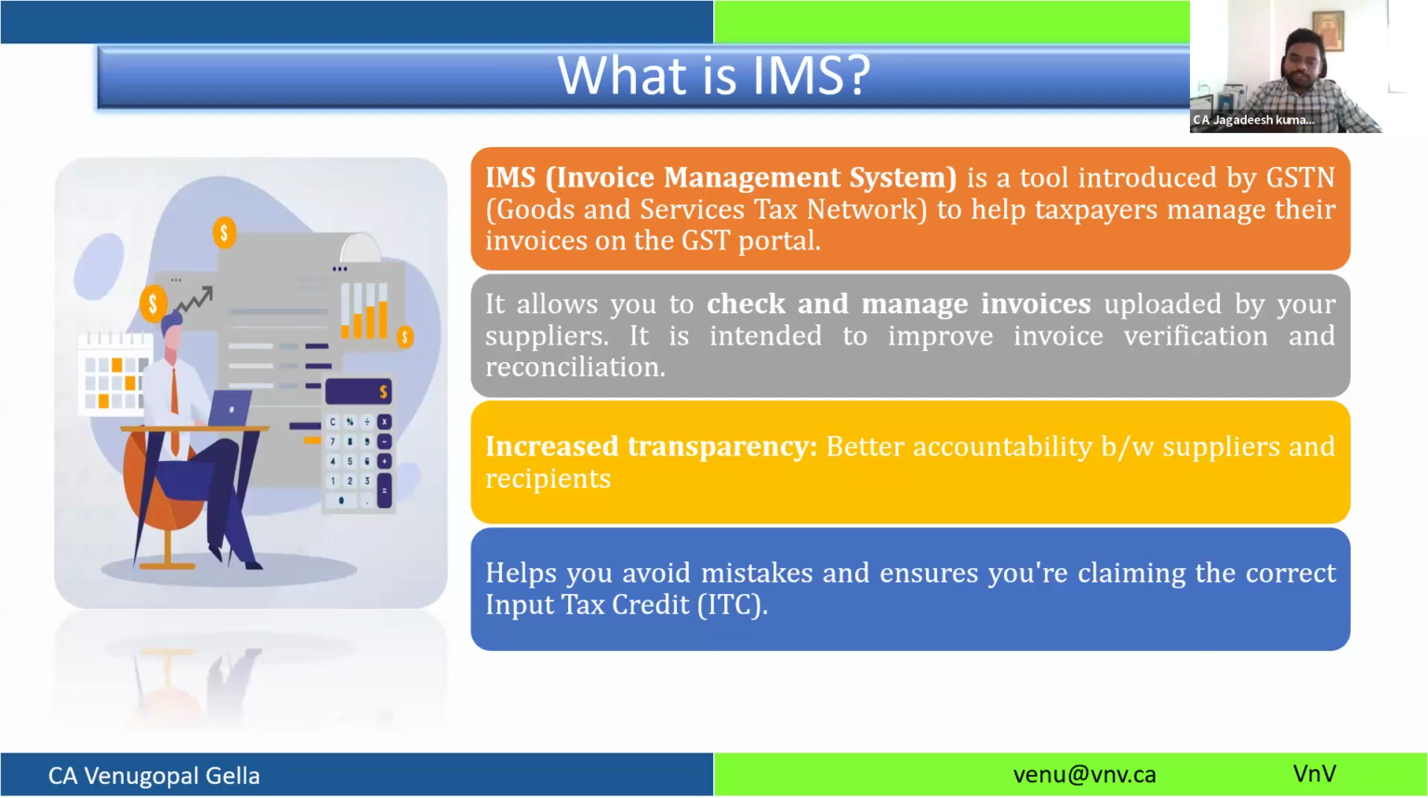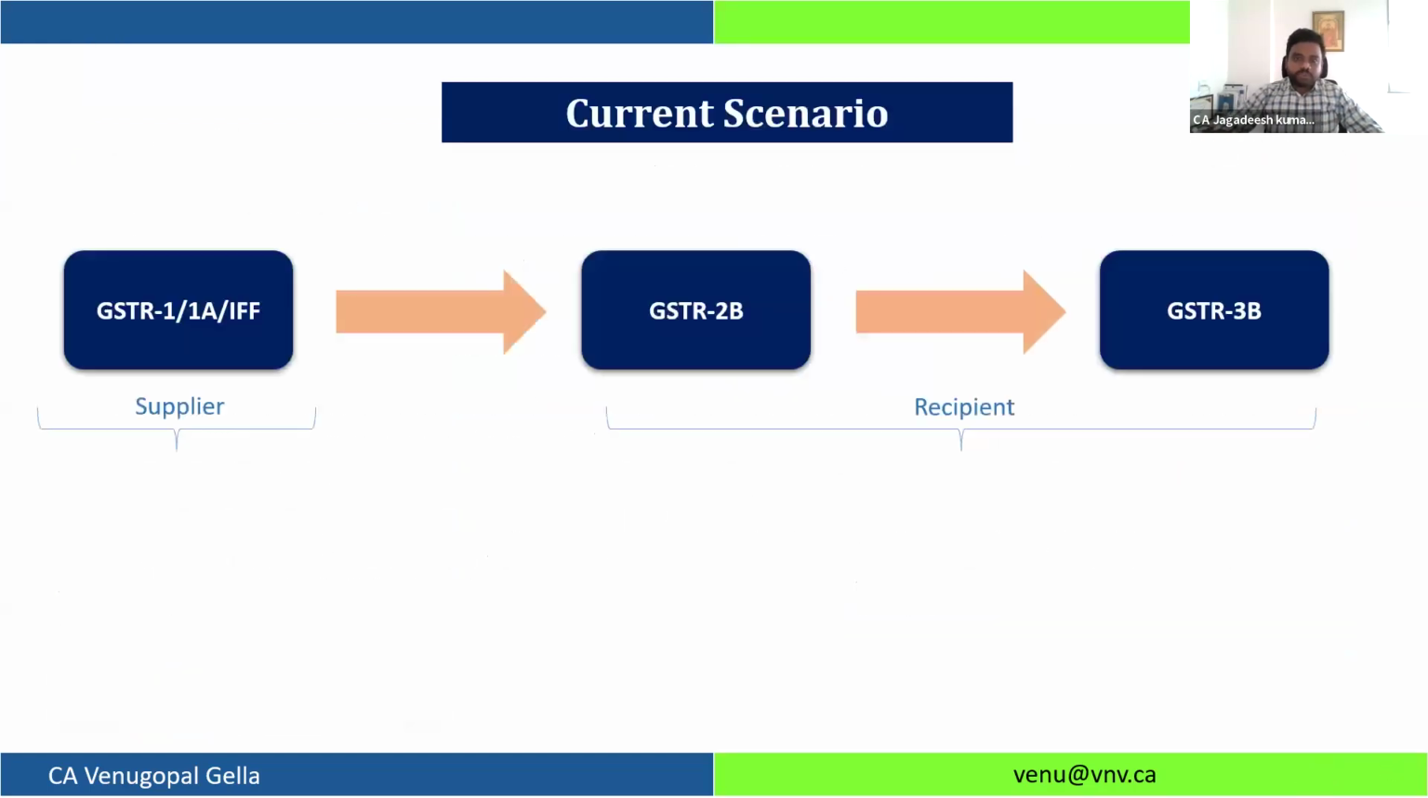It is a tool between your GSTR 2B and 3B. They have implemented this Invoice Management System. With the help of this IMS, you can avoid mistakes and ensure you are claiming the correct input tax credit. How we have to use this IMS and how it will work, the IMS workflow will be understood in the slides. Before that, first we'll understand how our current return filing system works. As and when your supplier files GSTR1, that is on or before the due date of filing GSTR1, that is 11th of the subsequent month.